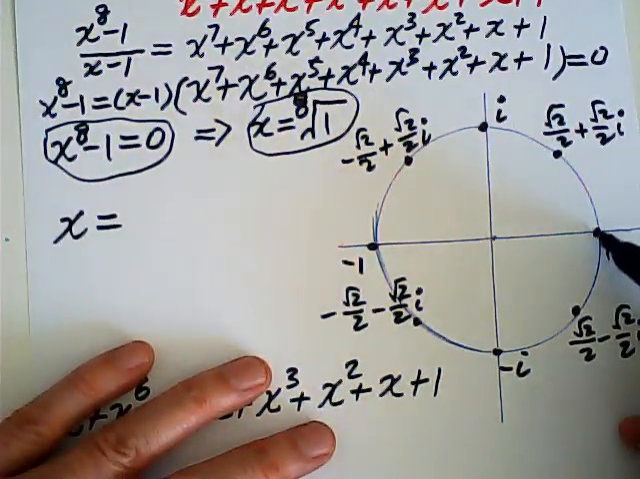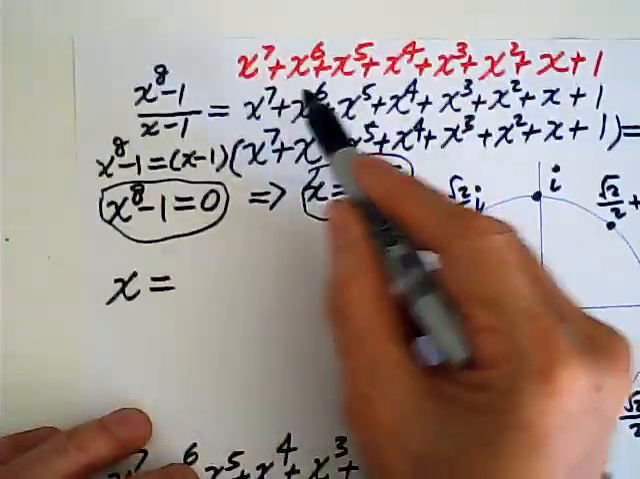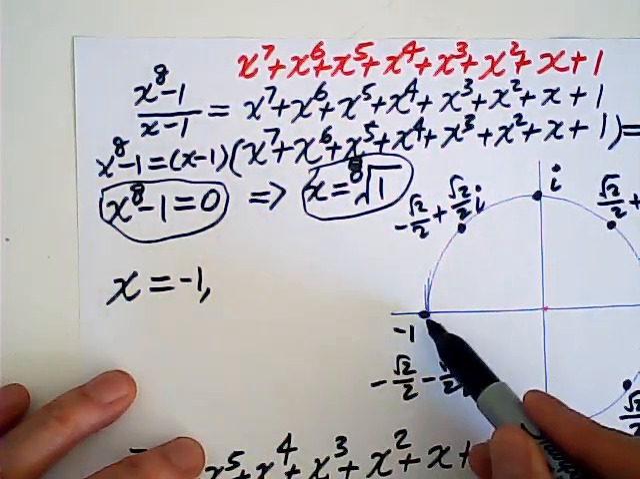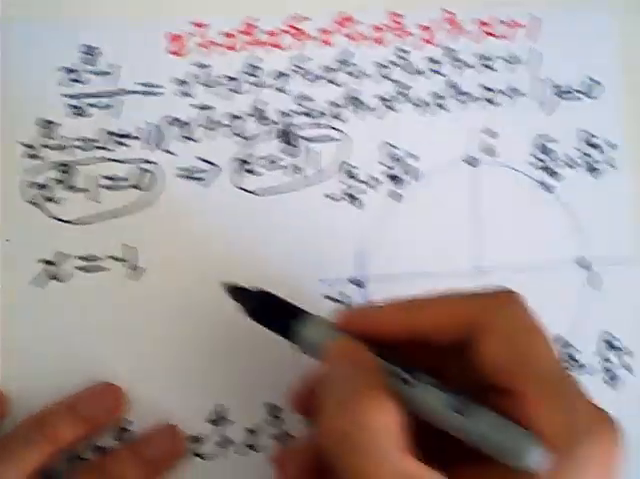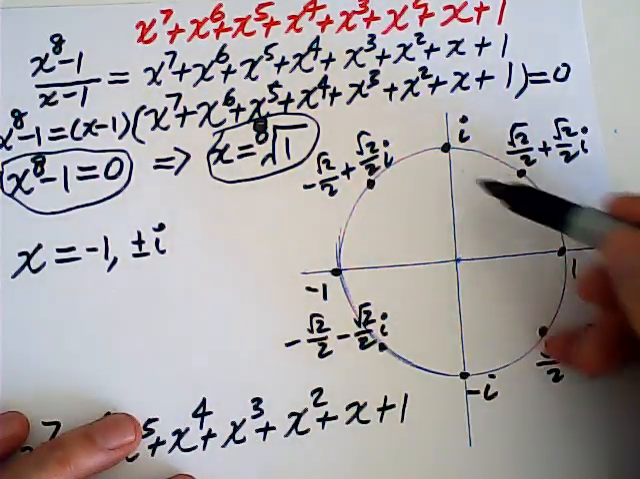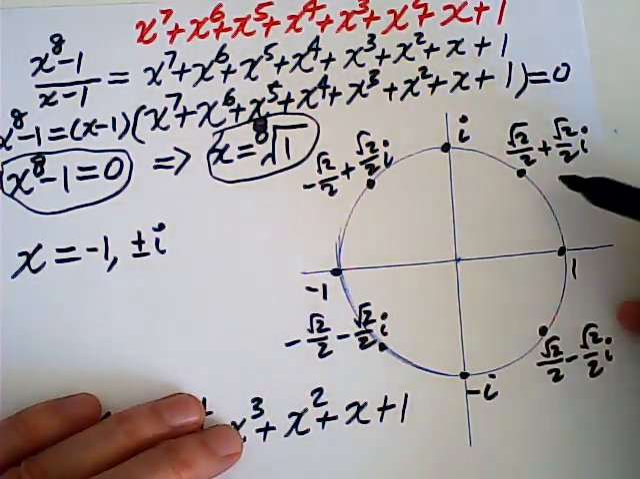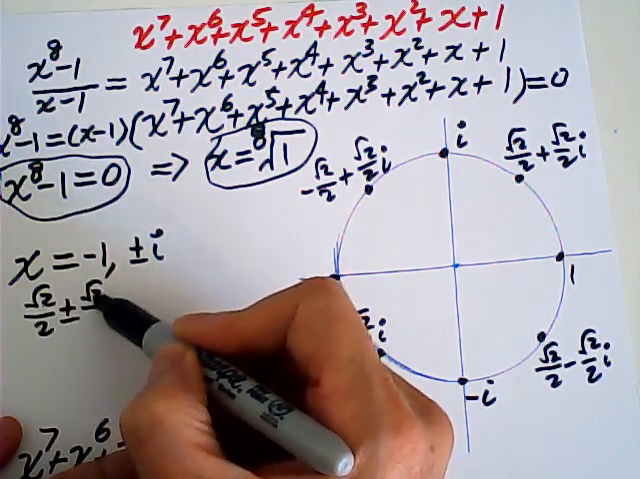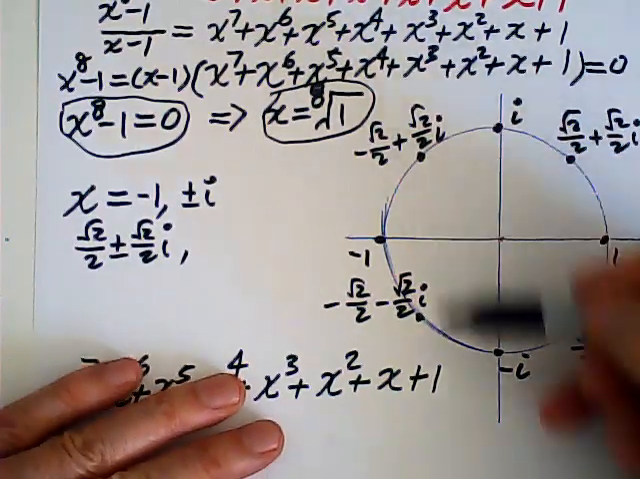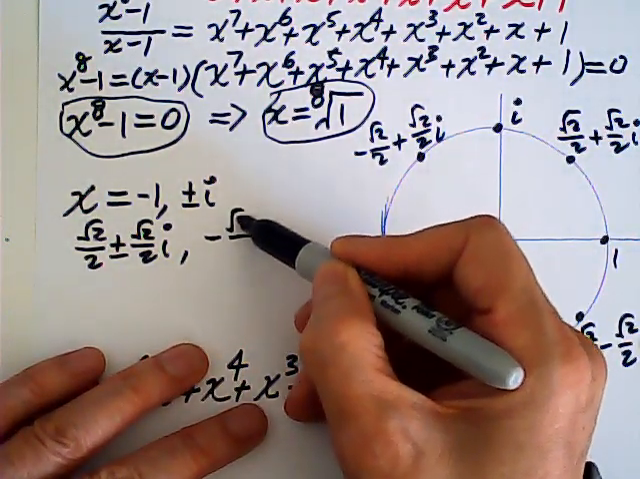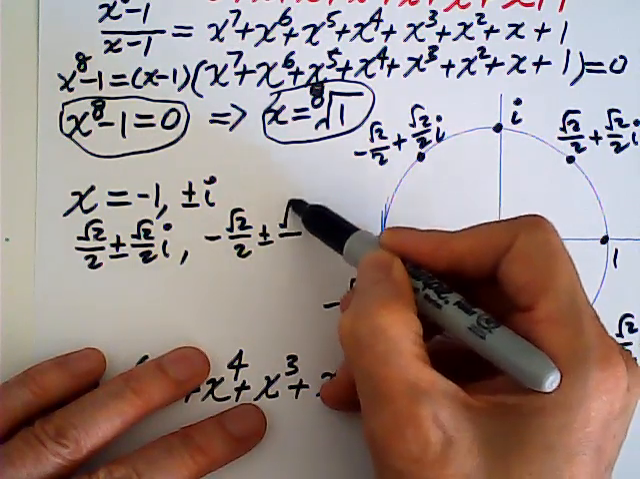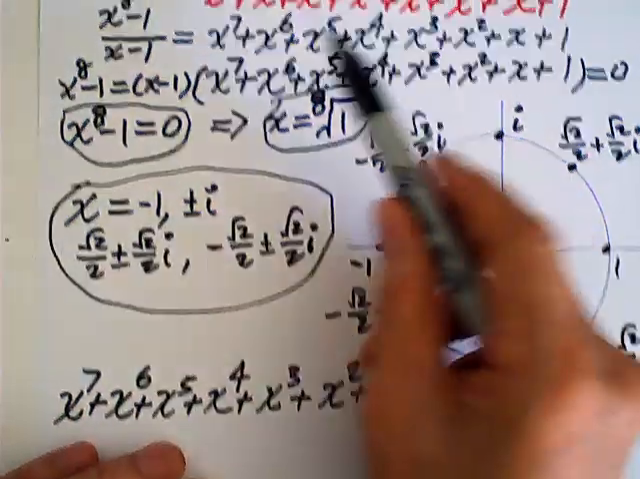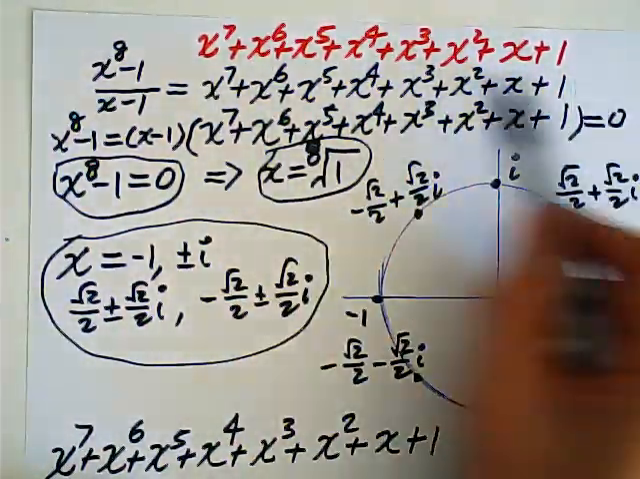Then we delete that root. The 7 roots are the roots we want. So which means negative 1, this one, and you have plus or minus i, right? And you have these two, root 2 over 2 plus or minus root 2 over 2 i. And you have these two, negative root 2 over 2 plus or minus root 2 over 2 i. So you have 7 roots for our polynomial.